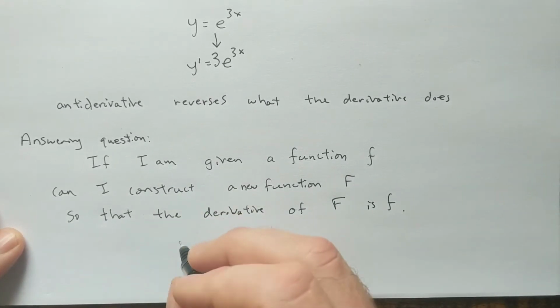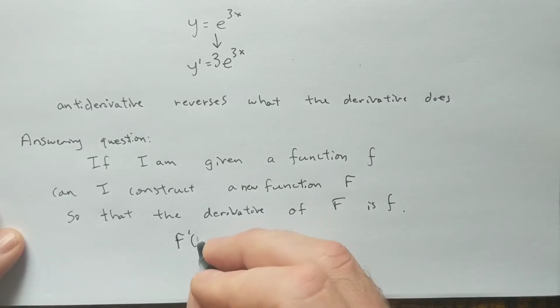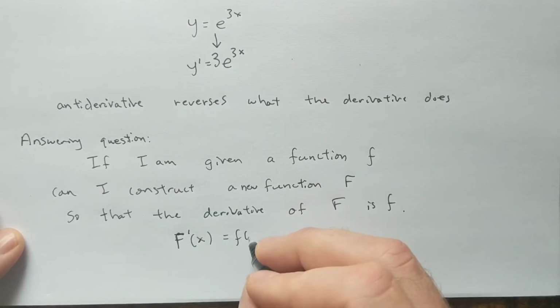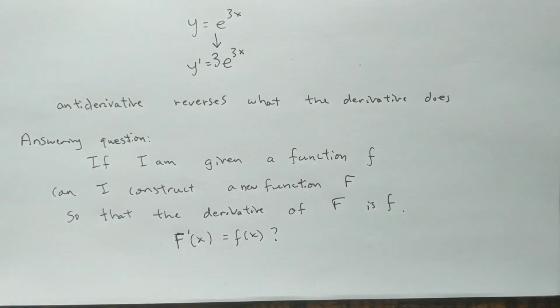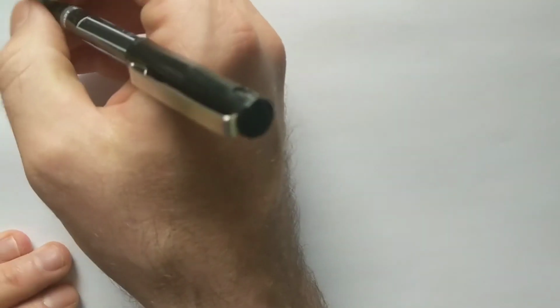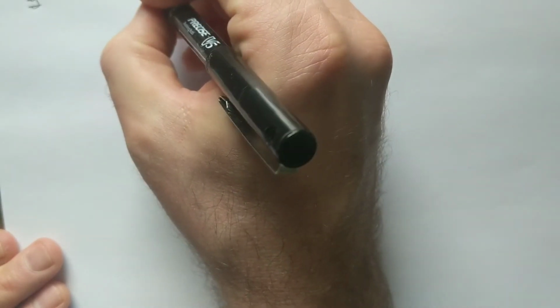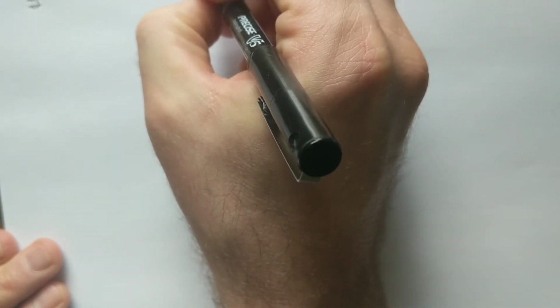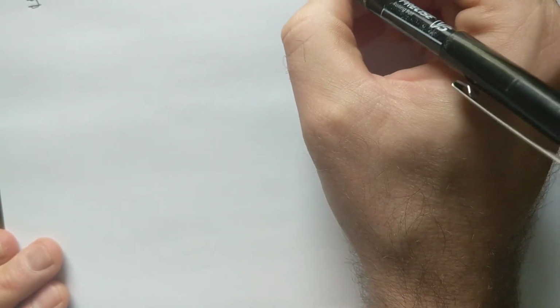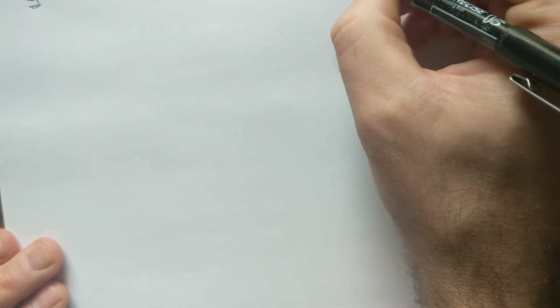In other words, so that F prime of x is equal to f of x. Okay, so this is the question we're going to try to answer. Let's start with some basic examples. First example: let's find an antiderivative of, and we'll just call it little f, f of x equals 3x squared.